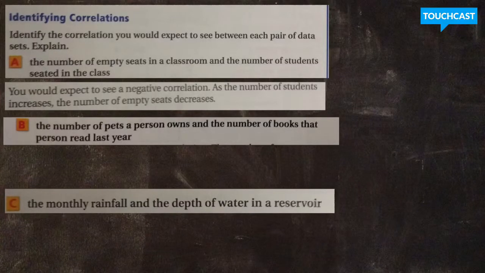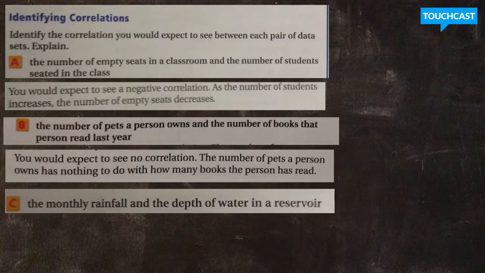B, the number of pets a person owns and the number of books that person read last year. Do you really think that the number of pets someone owns is going to determine how many books they read? Well, not really. So we would expect to see that there's no correlation. So the number of pets a person owns has nothing to do with how many books that person is going to read.